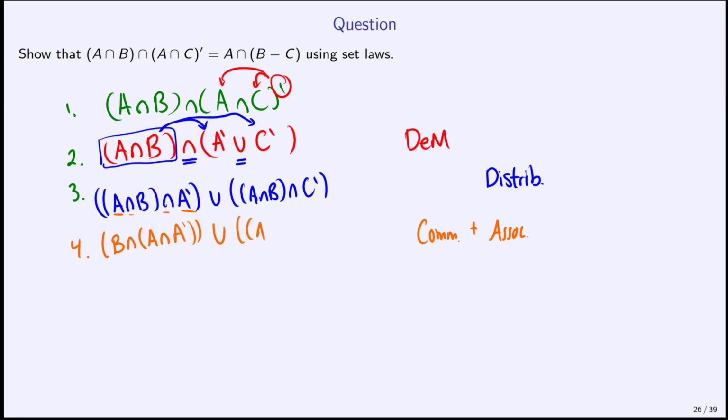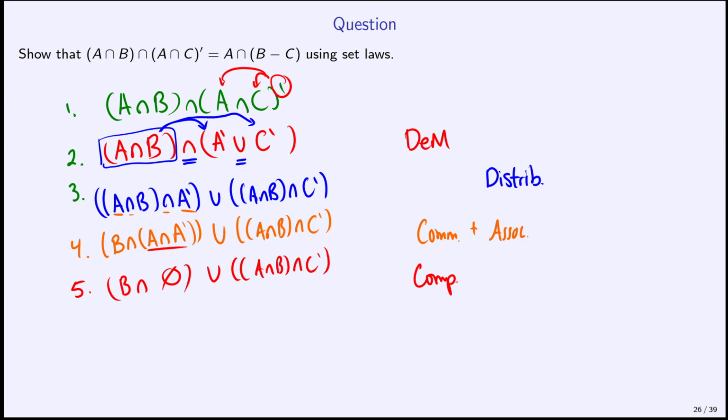Then on the right side, I'm just going to keep everything the same for now. I'll deal with that stuff later. Okay, this is beautiful because now I have A intersection A complement, and I can use the complement law. So A intersection A complement, what's in common between those two? The answer is absolutely nothing. So this will reduce to the empty set. So now I have B intersection the empty set, union everything from before. So A intersection B, intersection C complement.